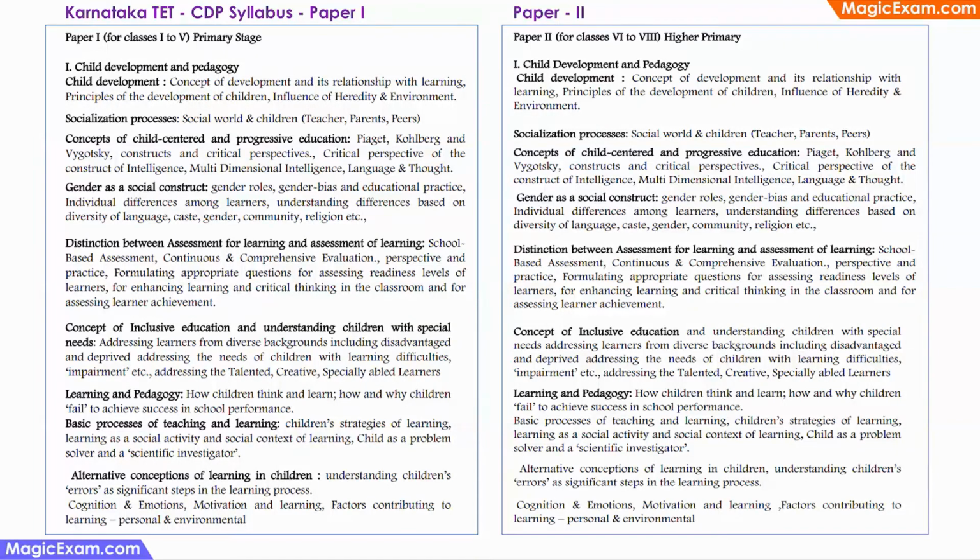In this video, we'll be talking about child development, that is the concept of development and its relationship with learning, which is part of the Karnataka TET CDP syllabus for paper 1 and paper 2 as well.